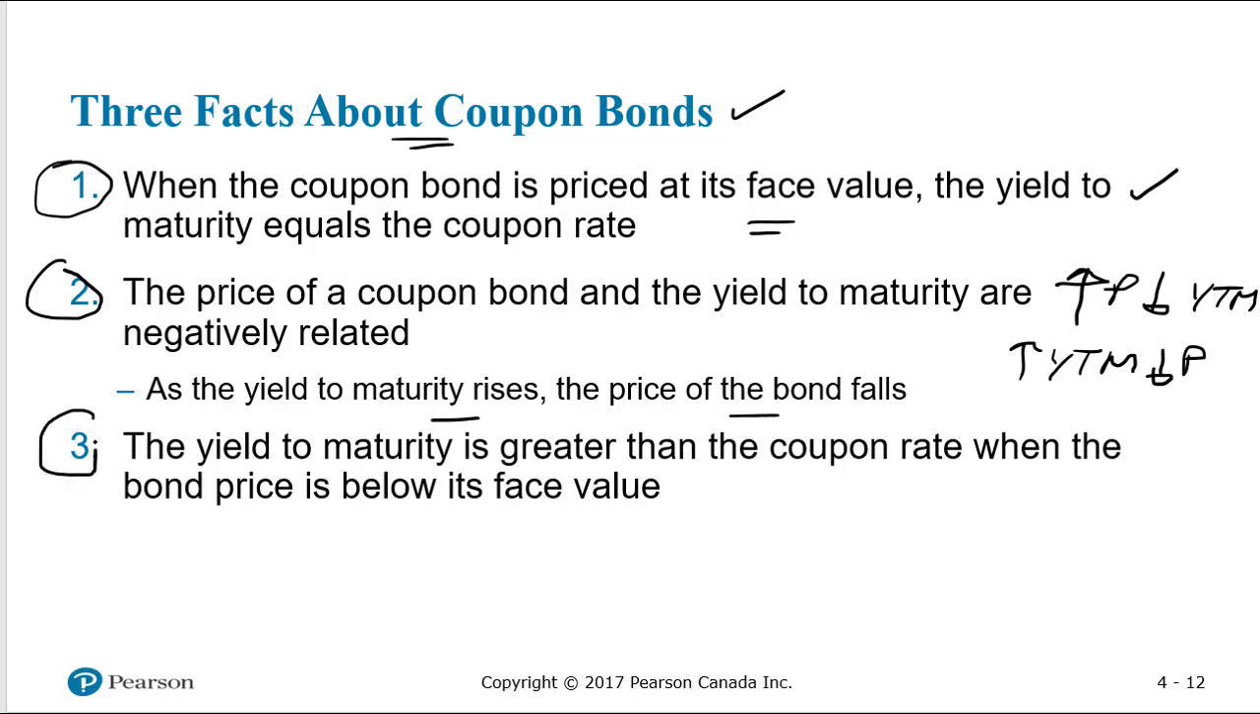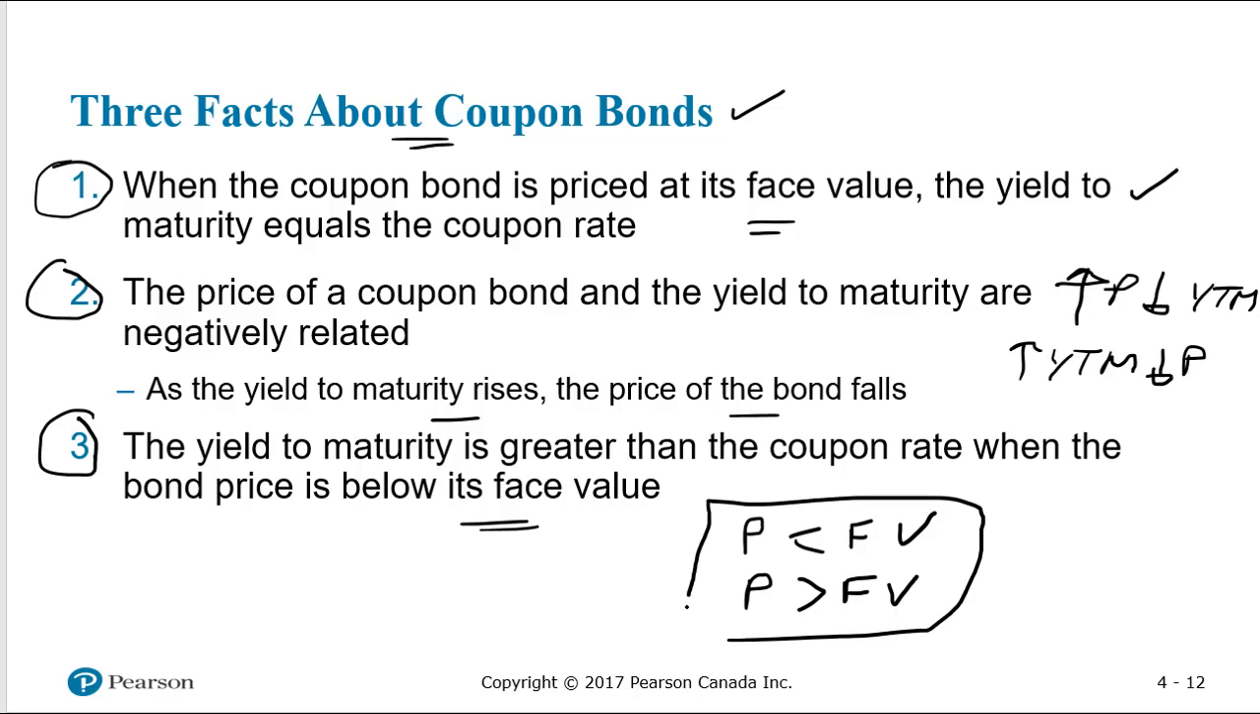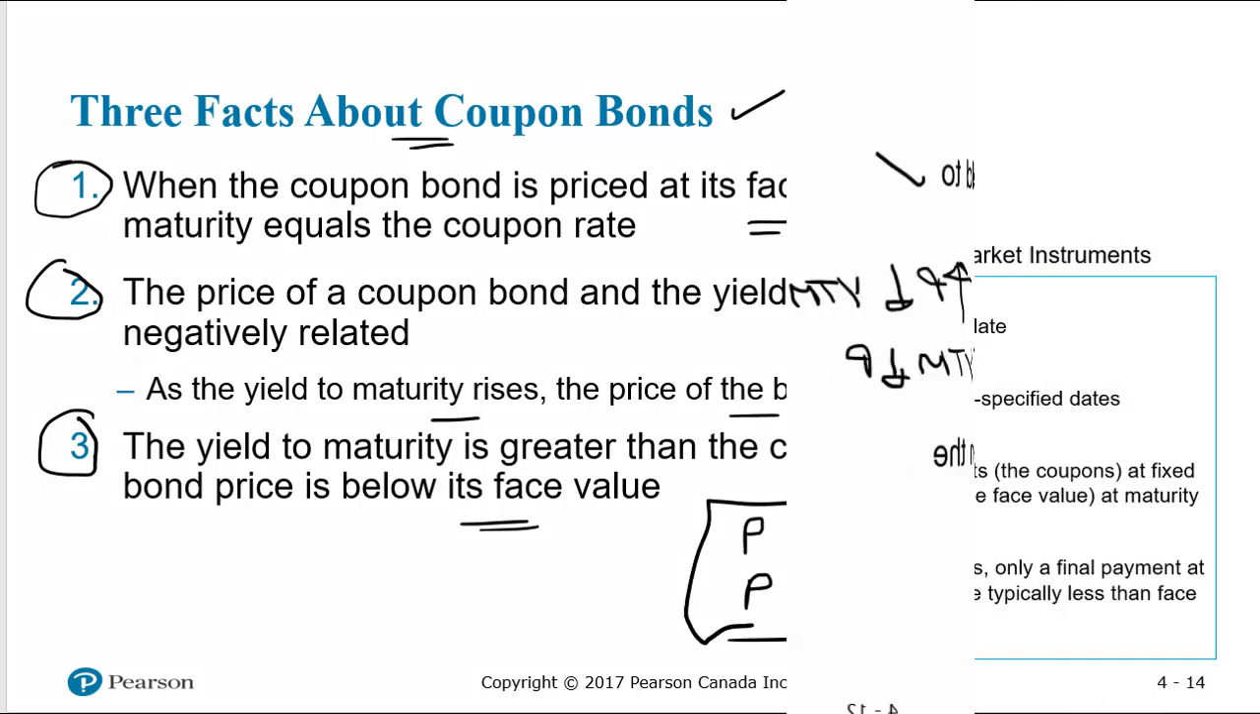And then finally, number 3, the yield to maturity is greater than the coupon rate when the bond price is below its face value. That is correct. Okay, so when the price of a bond is below the face value, we say we're selling it at a discount. And when the price of the bond is above the face value, we say that the bond is selling at a premium. Okay, so that's it for this slide.